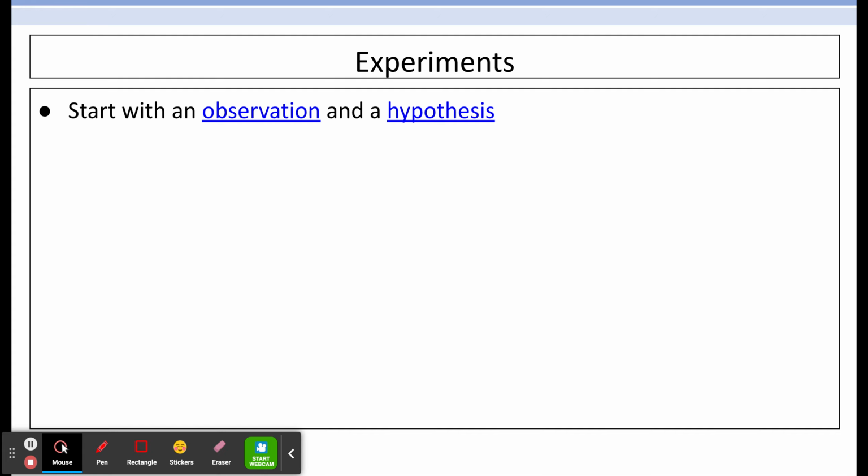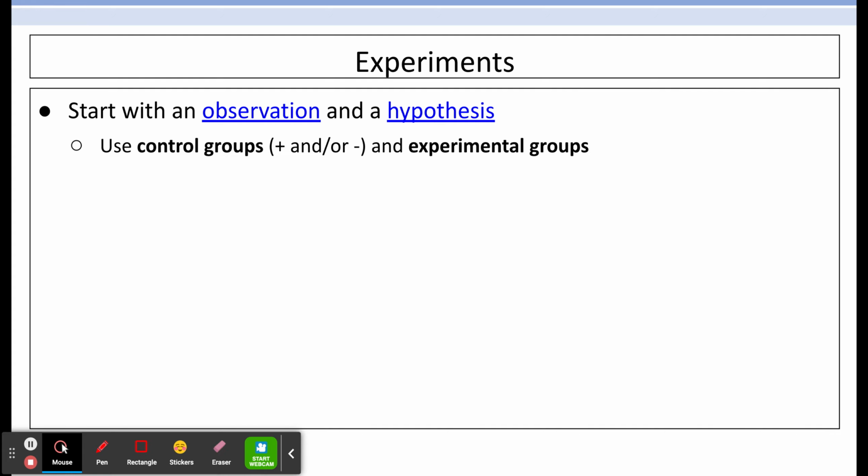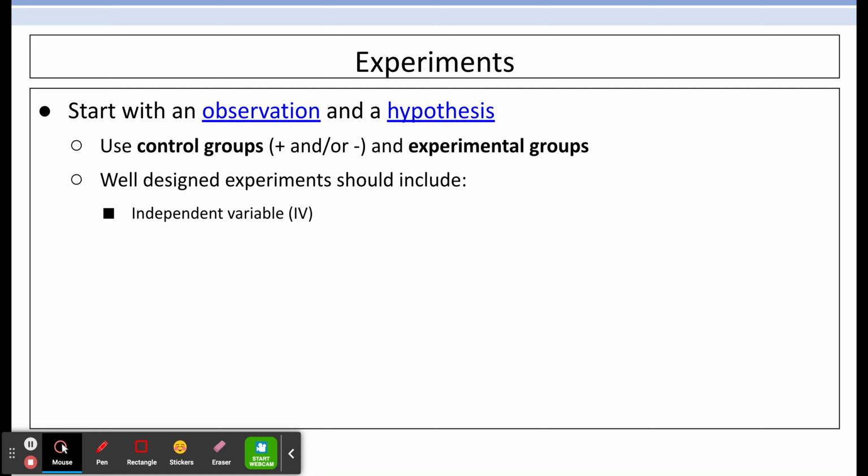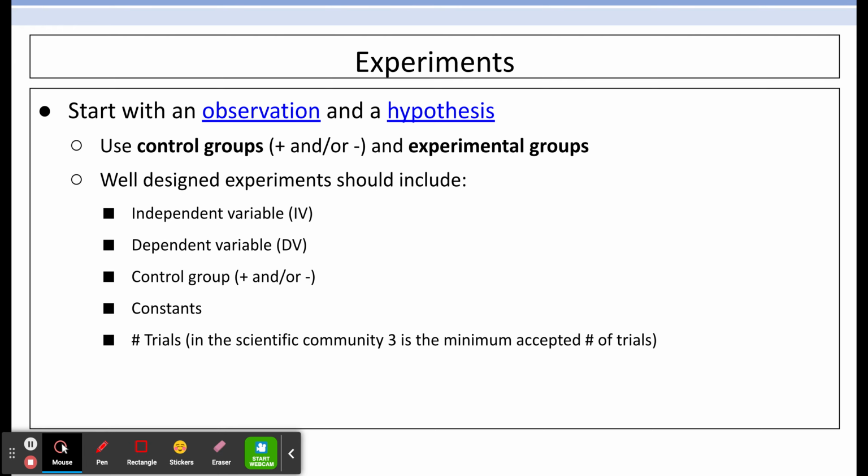So experiments are started with an observation and a hypothesis. It uses a control group, either positive and or negative, or both in experimental groups. Well-designed experiments should include an independent variable, a dependent variable, a control group, positive and or negative. It can be just a positive one or just a negative one, or both. Constants, things that don't change, and number of trials. Just because of the limitations of class, lots of times we can't do 3 trials, but that's not actually good science. You need to do a minimum of 3, upwards of hundreds.